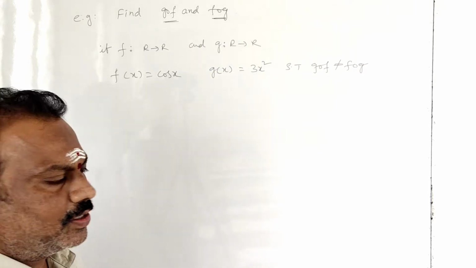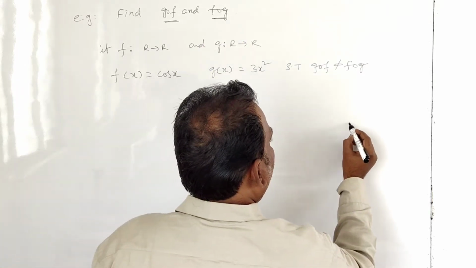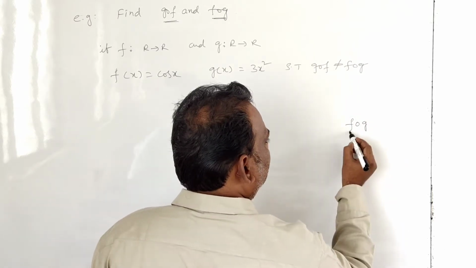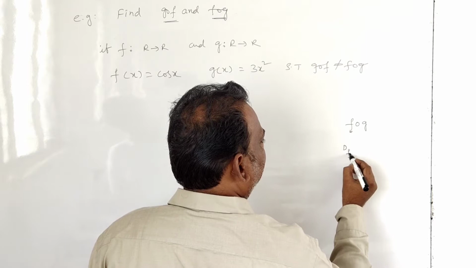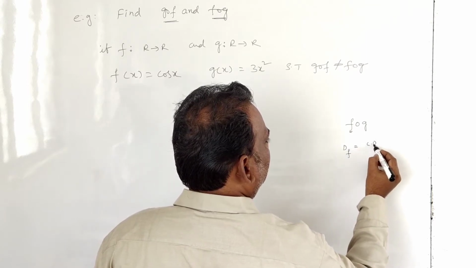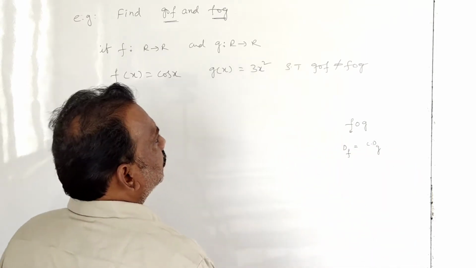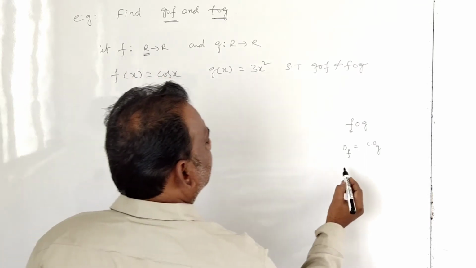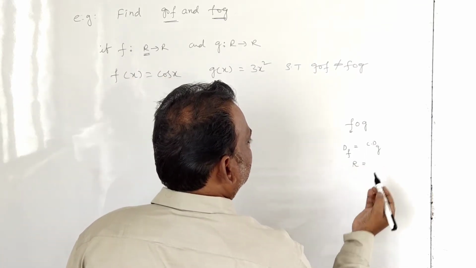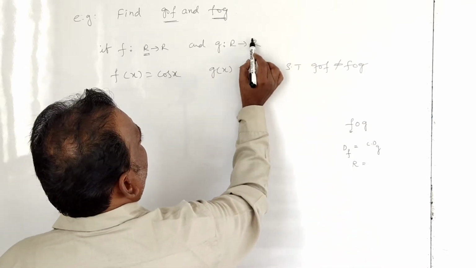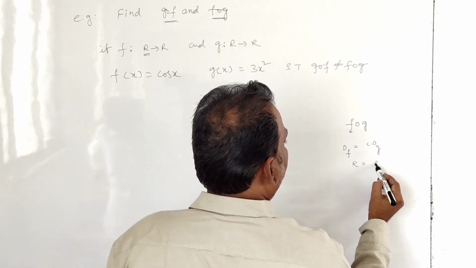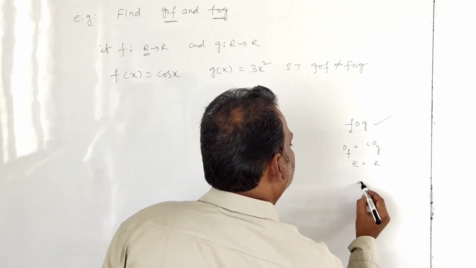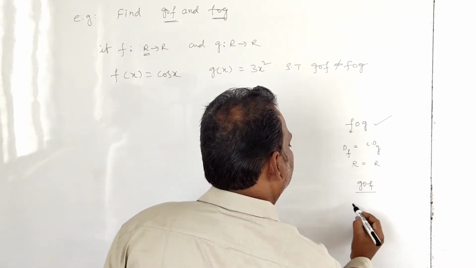Yes, it is possible. You just check it in rough. To calculate F circle G, there is a rule: domain of F is equal to codomain of G. So this is the F function. What is the domain of F, students? R, which means real numbers. Codomain of G is again real numbers. So these two are equal, so F circle G is possible.